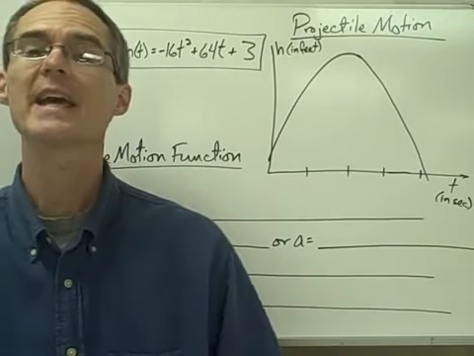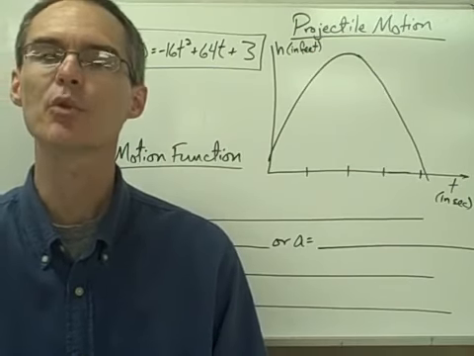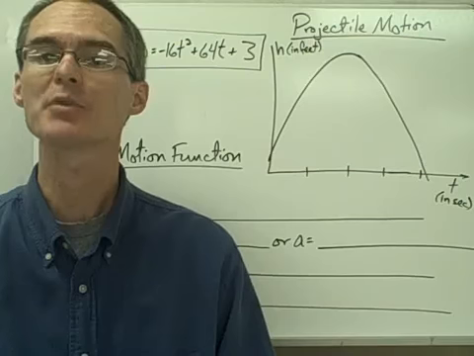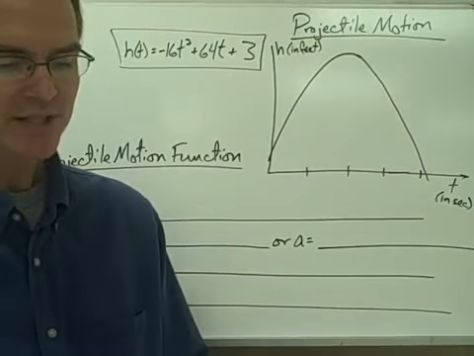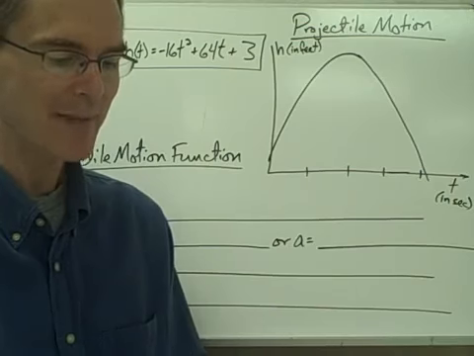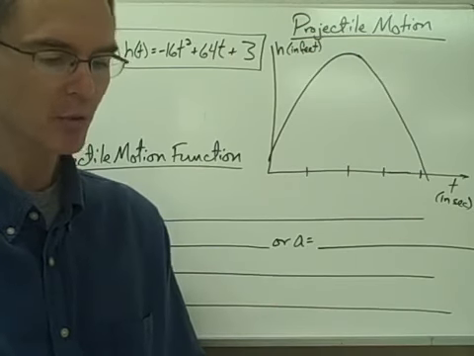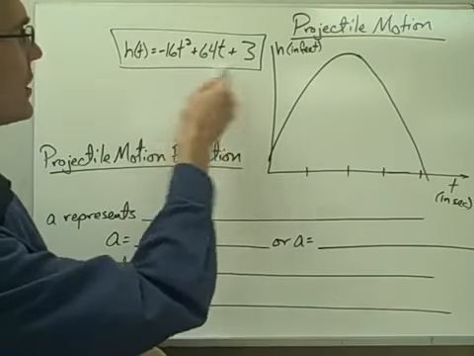Okay, in this video we're going to be looking at projectile motion, which just means problems that involve an object being thrown or launched into the air. So if you take a look at your notes, it says a baseball is popped straight up by a batter and the height of the ball above the ground is given by this function here.